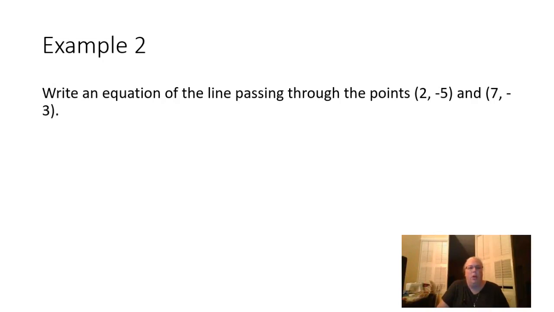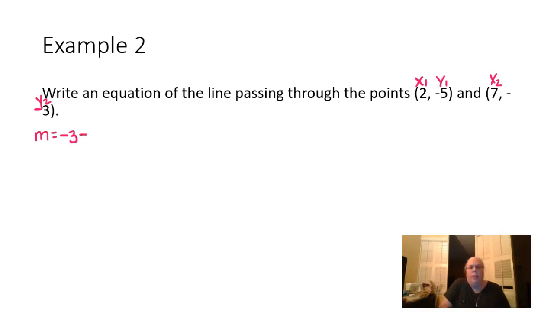Example 2. Write an equation of the line passing through the points (2, -5) and (7, -3). First thing we're going to need to do is figure out what the slope of this line is, because I can't use my point slope formula without it. We'll treat this like x1, this is our y1, this will be our x2, and this will be my y2.